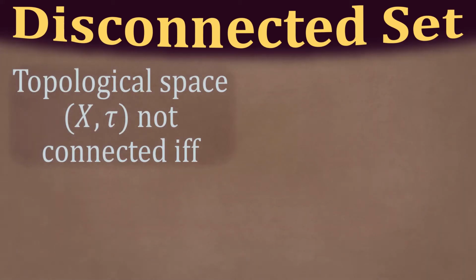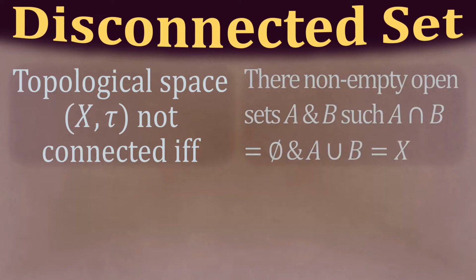Now, let's discuss a disconnected set. A topological space (X, T) is not connected, that is disconnected, if and only if there are non-empty open sets A and B such that A intersect B is empty and A union B is all of X.